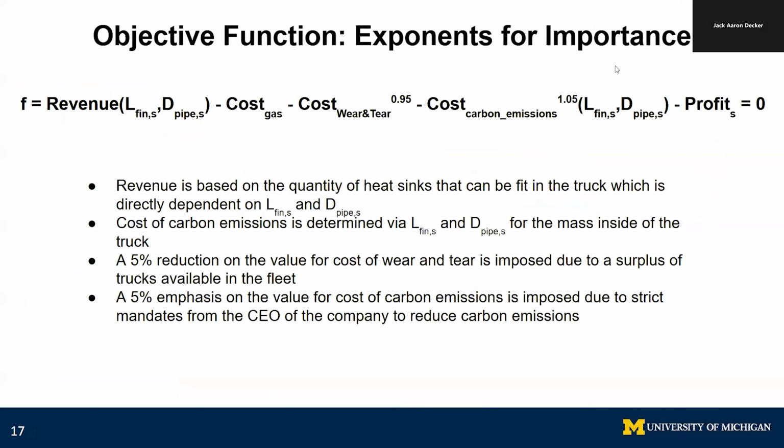And here's our objective function explained. Like I said, the revenue and the cost of carbon emissions are based off L fin and D pipe. Some reasoning in the first two bullet points there. And we put a 5% reduction on the value for the cost of wear and tear due to the surplus in trucks we had available in this fleet in our scenario, and a 5% emphasis on the value of the cost of the carbon emissions due to our company's commitment to lowering that.